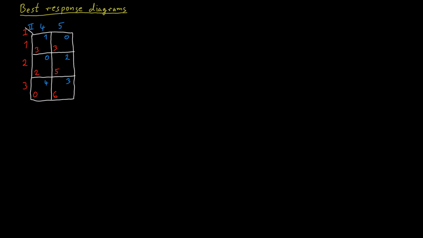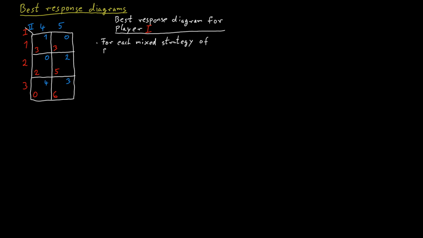What we now want to do is draw the best response diagram for the first player. For each mixed strategy of the second player, we want to know which pure strategies of player 1, so strategy 1, 2, or 3, are best responses to that particular mixed strategy of the second player.